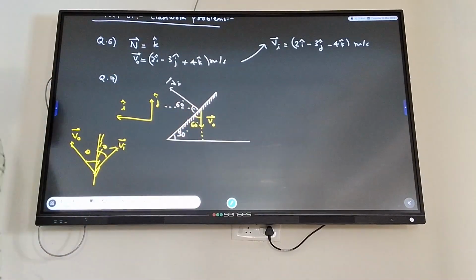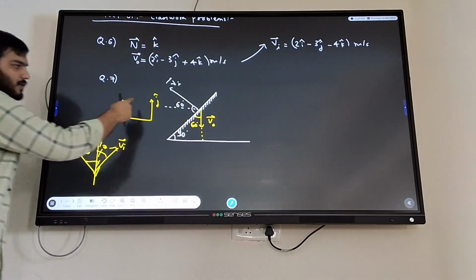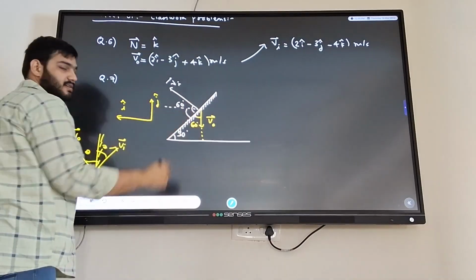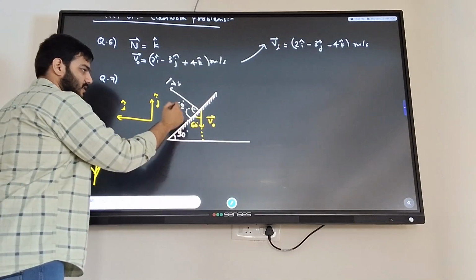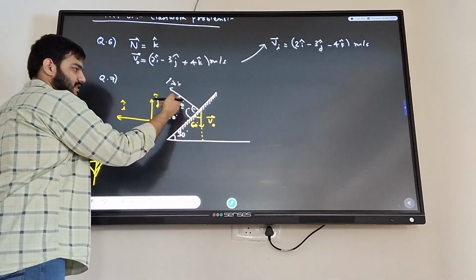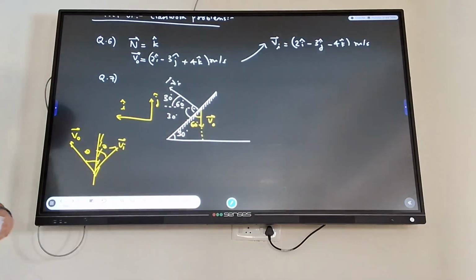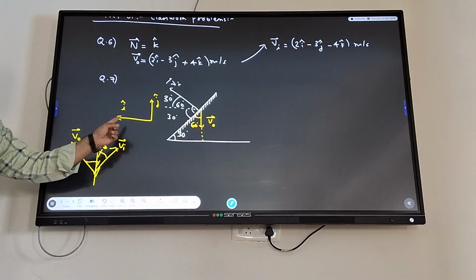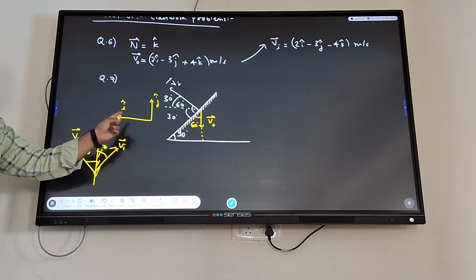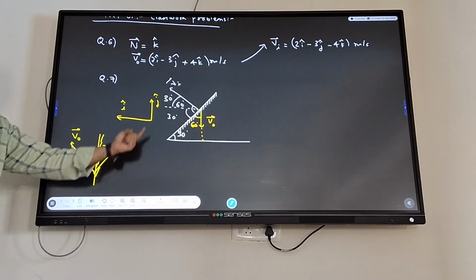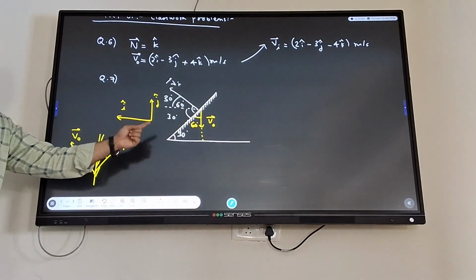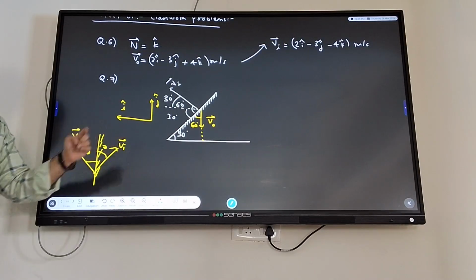Let's say I drop this. Then by alternate angles, what is this angle? 30. Then what is the angle that the VI vector is making with the horizontal? 30. Then what is the component along horizontal? That's cos 30. What about the component along vertical? Sin 30. Everyone knows this is simple vectors.